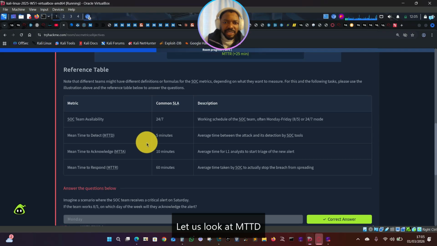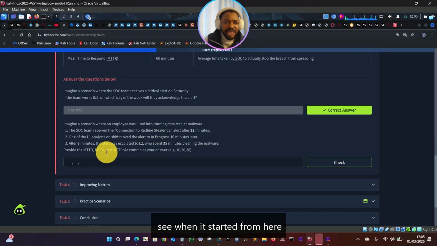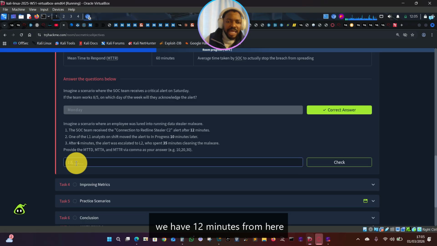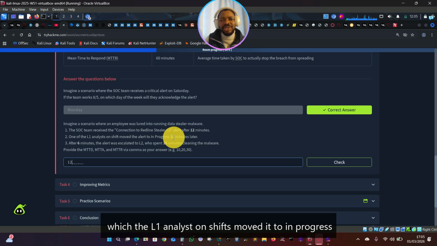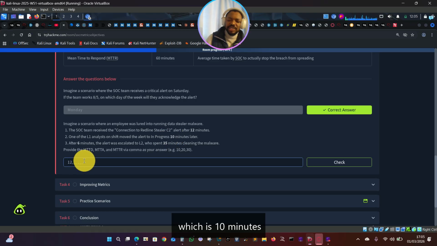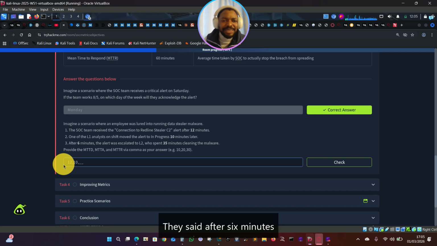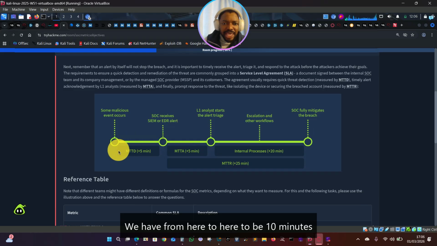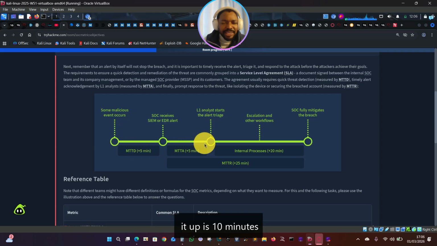Let us look at MTTD. They said it is 5 minutes, meaning from when it started. See when it started from here. We have 12 minutes from here. Then the second one is 10 minutes, which the L1 analyst on shift moved it to in progress. Then the last one now, this is where we need to do some calculation. They said after 6 minutes, we have from here to be 10 minutes, meaning when the malicious activity started to when the L1 picked it up is 10 minutes.